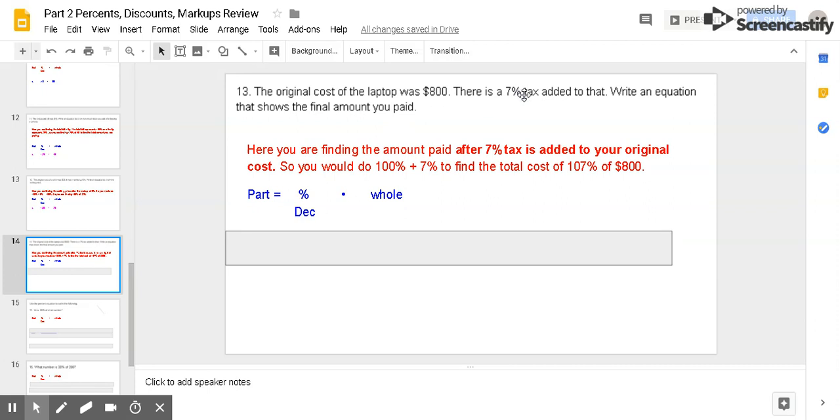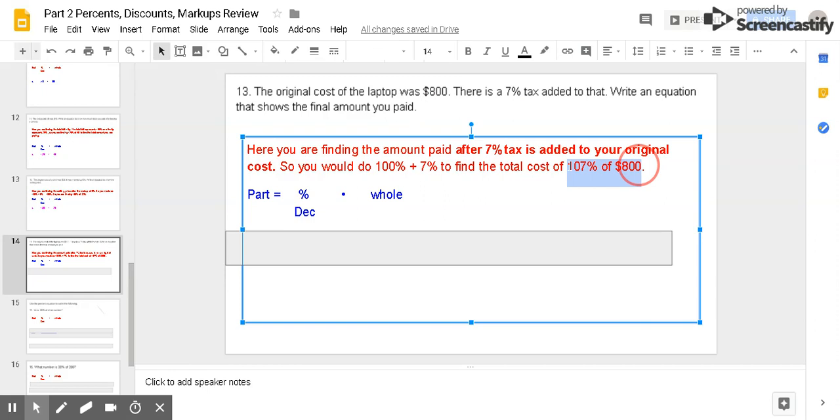There's an additional 7% tax that you are paying. All right, so the final amount that you pay, in total, your total has to be over $800. So you are finding 100%, which is $800, plus the additional 7%. So you're finding 107% of $800. When we input this into our percent equation, this is the information that we need: 107% of $800.